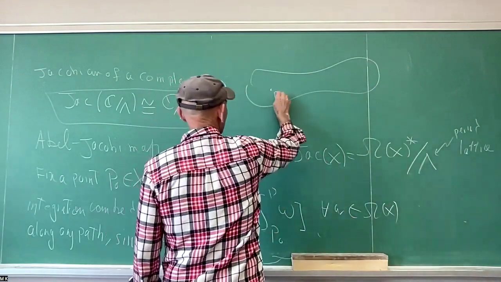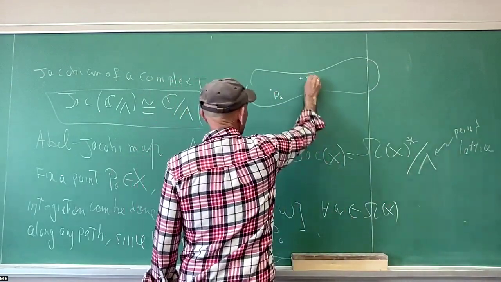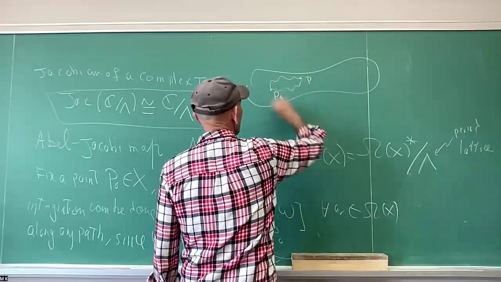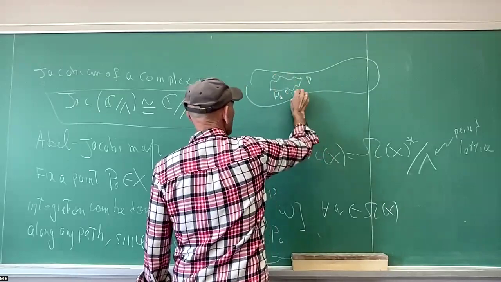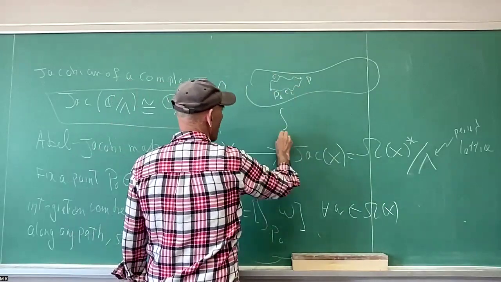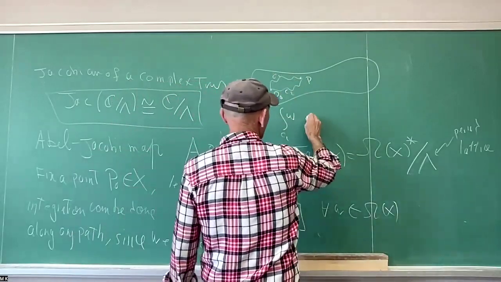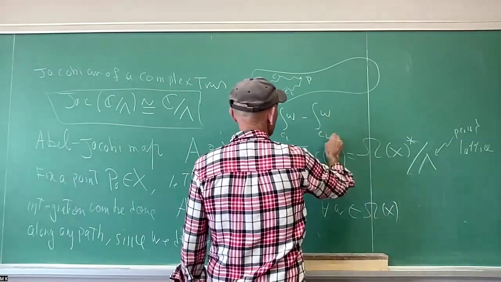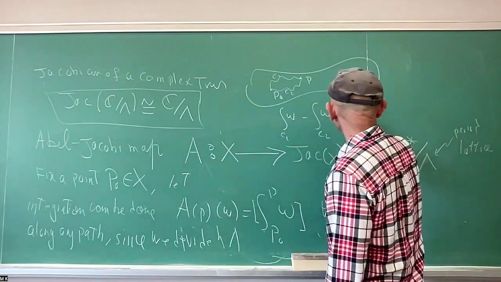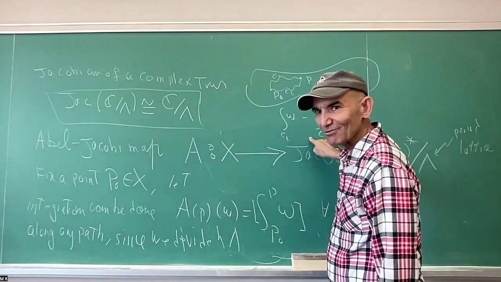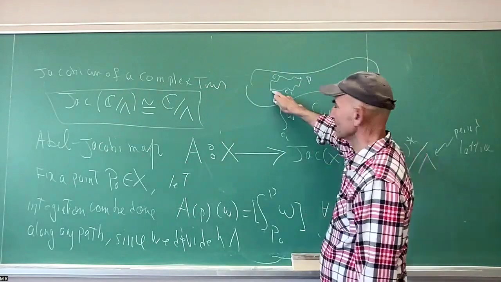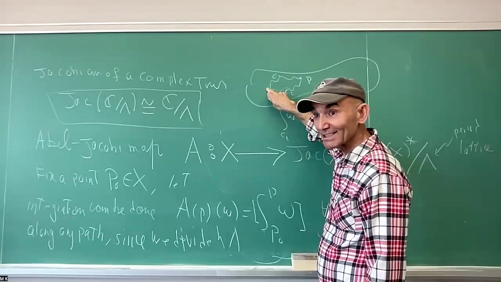So we have P0 and we have P. You choose one path, I choose another path. I call this C1 and this C2, and I want to take the integral of omega over the path C1, and then see the difference from omega over C2. But the difference between the two is just integration over the chain C1 minus C2, which is a cycle.